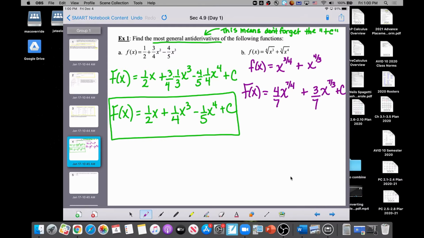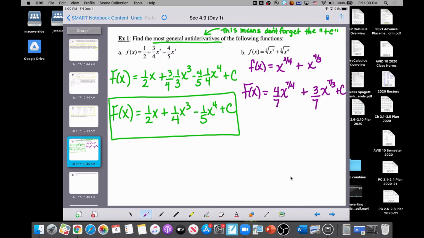The second term, if I brought down the 7/3, 7/3 times 3/7 makes 1. And then if I subtracted 3/3 from 7/3, it would be x to the 4/3. And then if I took the derivative of c, which is just some number, it would go to 0.